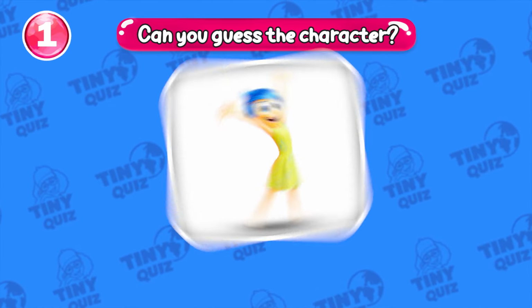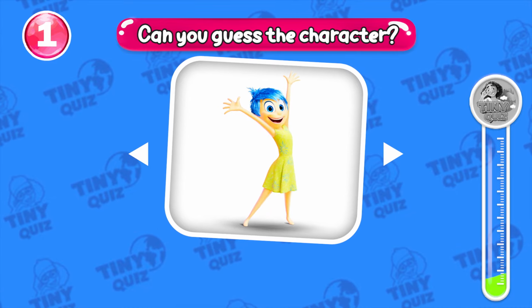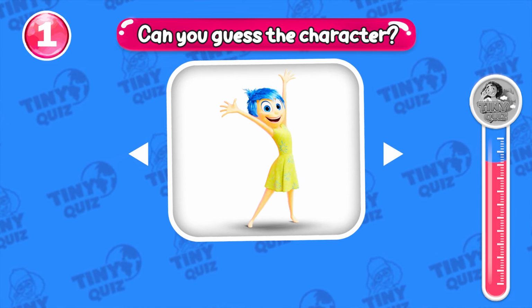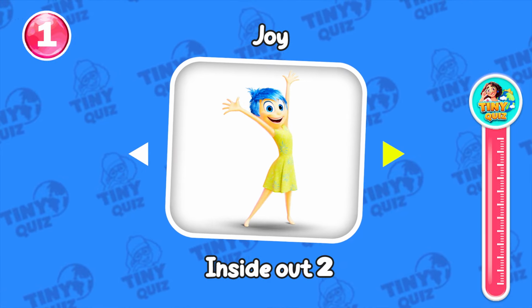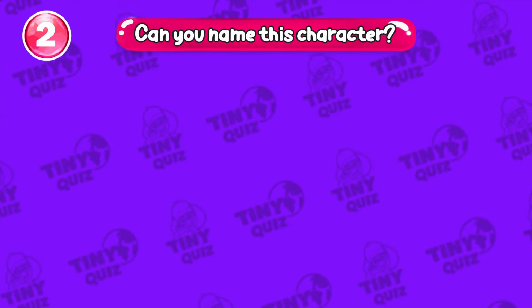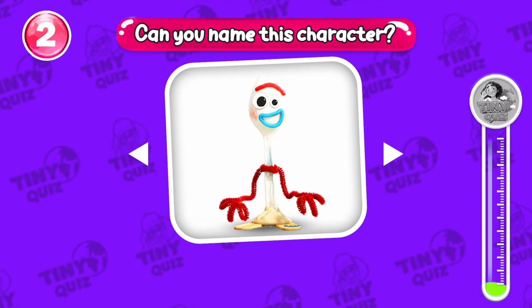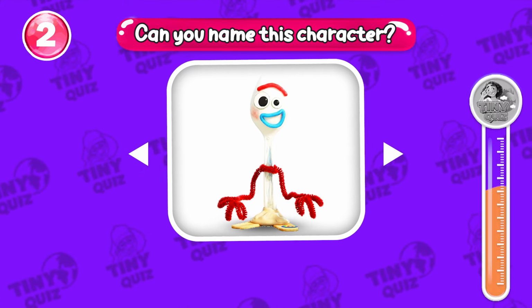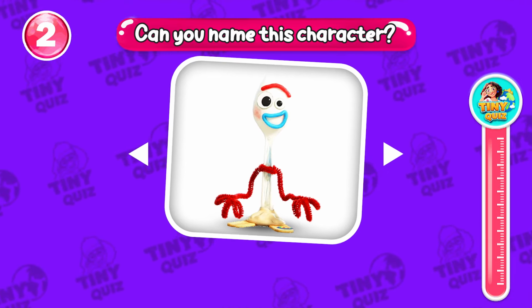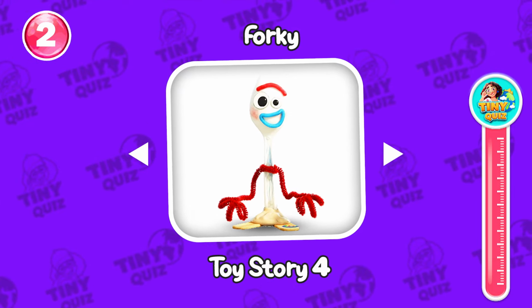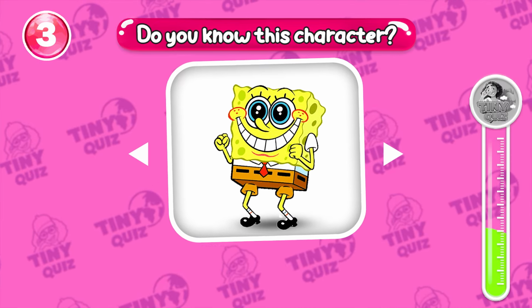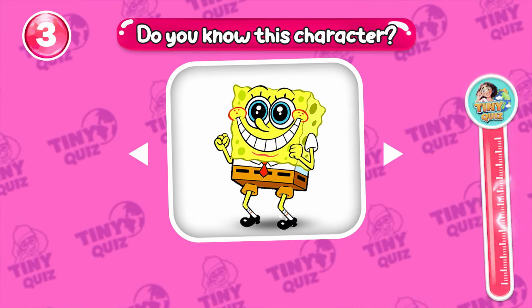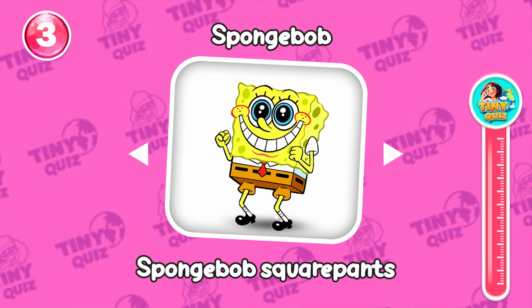Question 1. Can you guess this character? Joy from Inside Out 2. Question 2. Can you name this character? Porky from Toy Story 4. Question 3. Do you know this character? SpongeBob from SpongeBob SquarePants.